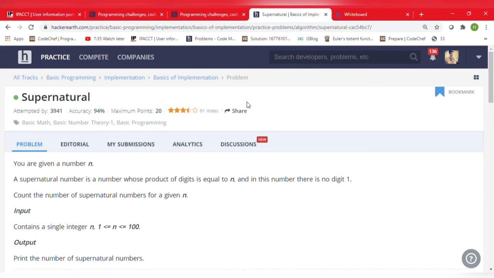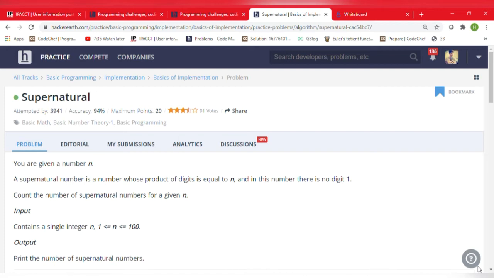Hello guys, today I am going to solve a problem called Supernatural, which was asked in July Circuits. In this problem, given a number n, we have to find the count of all the numbers whose product of digits is equal to n. For example, if n is 4, then we can have two numbers, 4 and 22, whose product of digits is 4, because the product of digits of 22 is 2 times 2, which equals 4.